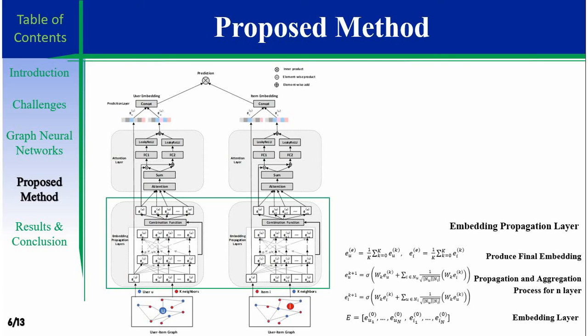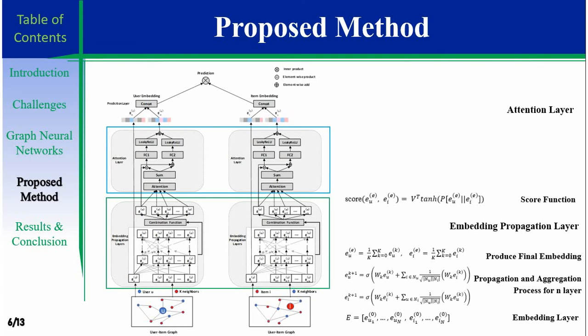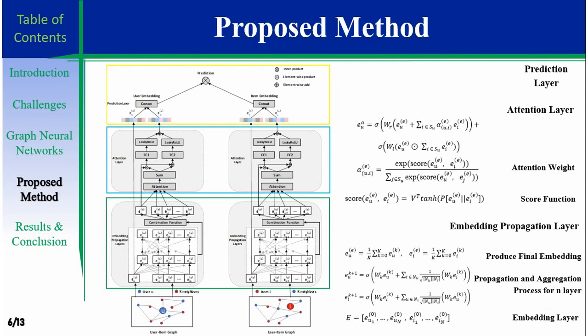The next part is the attention layer, which uses the attention mechanism to assign different weights to the embeddings of neighbors according to their importance in the aggregation process. The last part, called the prediction layer, concatenates the feature vectors from the initial embedding layer and the attention layer, and produces the final embedding related to the user or item.